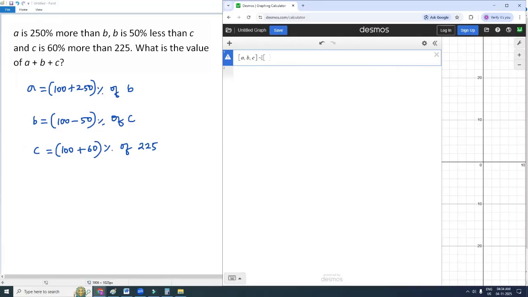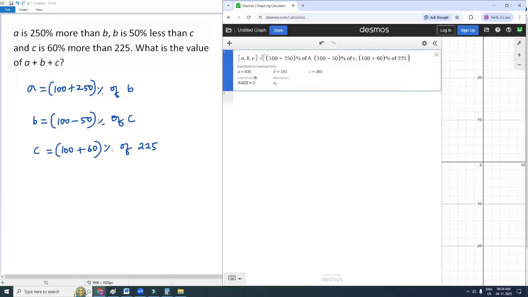Okay, in the first equation, the quantity we have on the right side is 100 + 250 percentage of B. Okay, now let's consider the quantity on the right side of the second equation, that is 100 − 50 percentage of C. Let's take the quantity on the right side of the third equation, that is 100 + 60 percentage of 225. Let's close the square bracket.